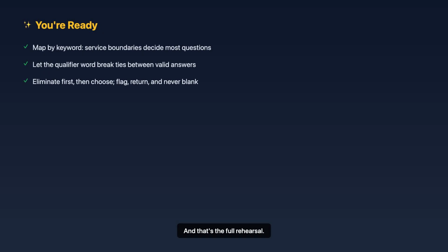And that's the full rehearsal. Map by keyword, because clean service boundaries decide most of these questions. Let the qualifier word break the ties between 2 valid-looking answers. Eliminate first, then choose, flag the hard ones, return to them, and never leave a blank. You've put in the work, go get it.